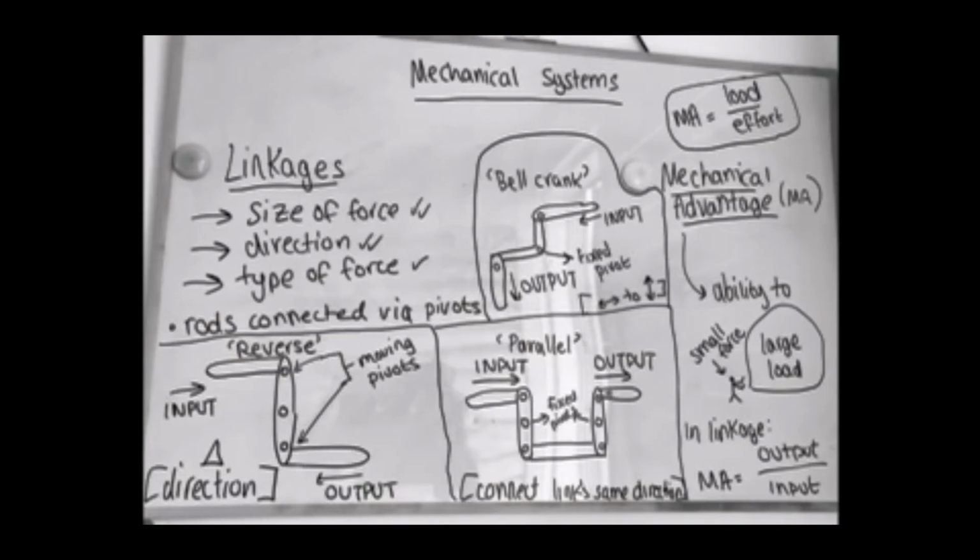Now looking at the parallel linkage. With the parallel linkage, you put your input force towards the right hand side, and because of the fixed pivots, it causes the output force to move in the same direction.